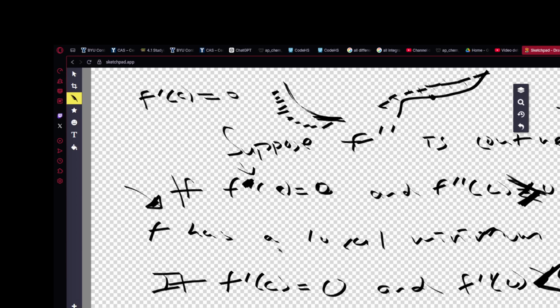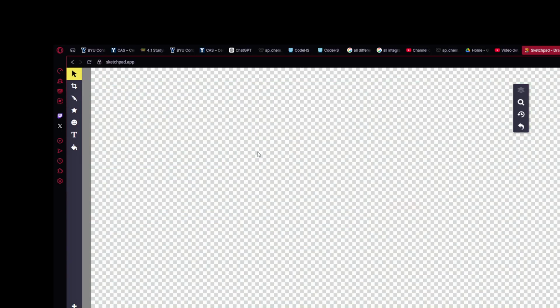So that's the logic here, and the same logic is there. It's the same exact logic. Technically you can use the first derivative test, but some people say the second derivative test is easier. So we'll do a practice problem here. This is all just theory, so let's put it into application.